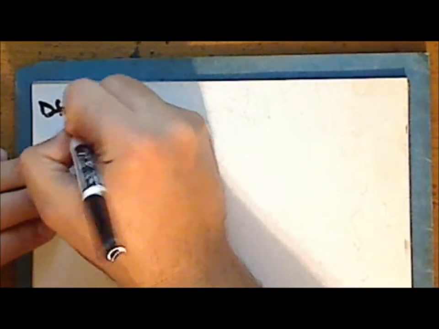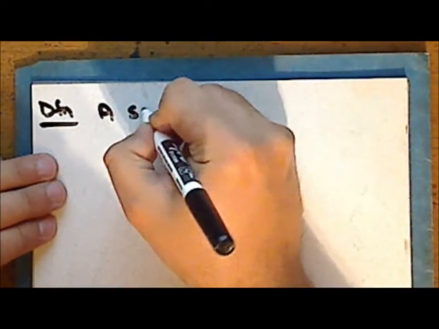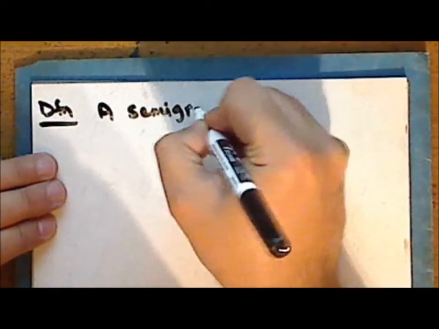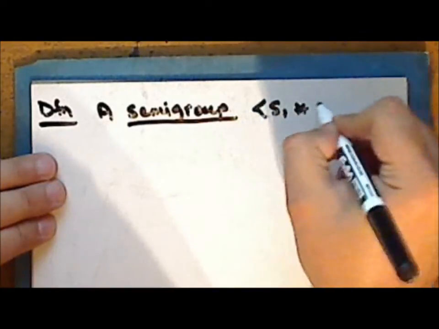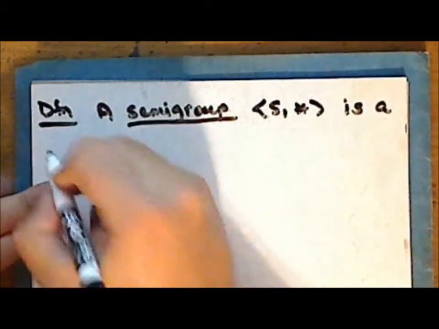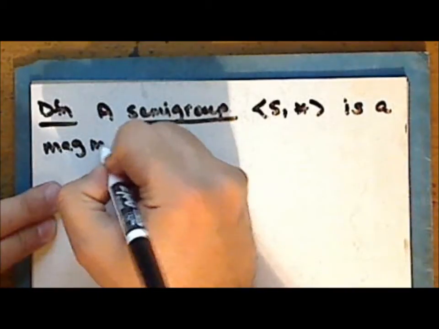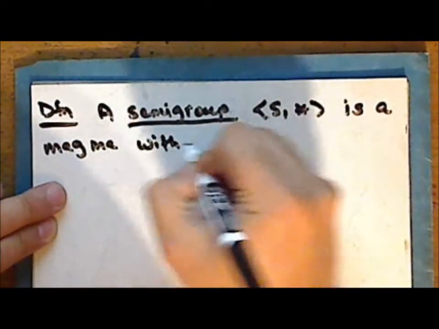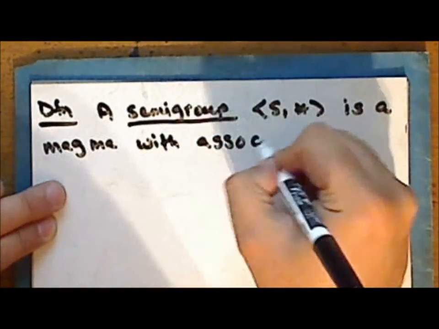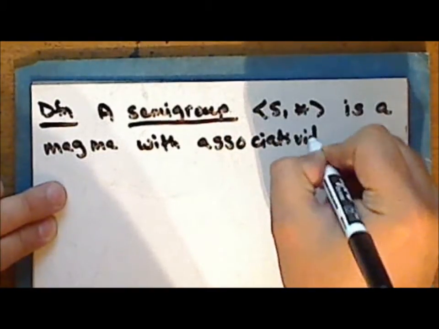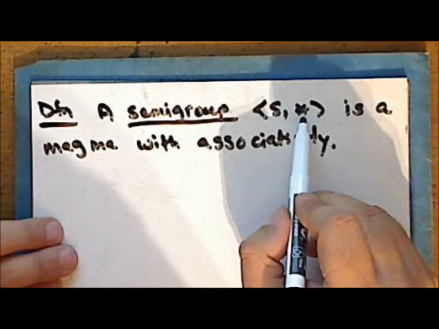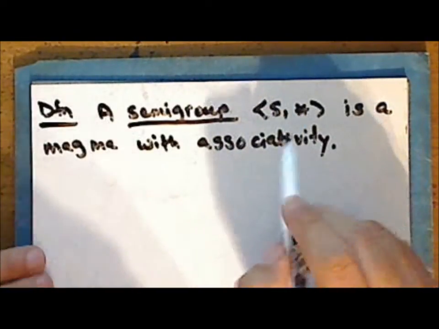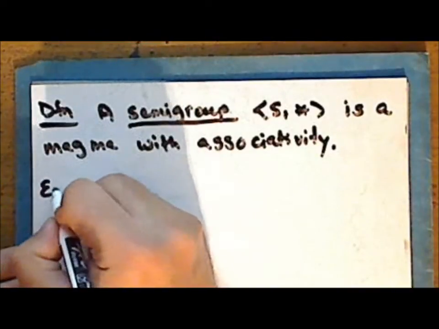Okay, so now we define a new structure, a semigroup. A semigroup is a magma with associativity. That is, the operation star in the magma is associative over the set S. So let's look at some examples.